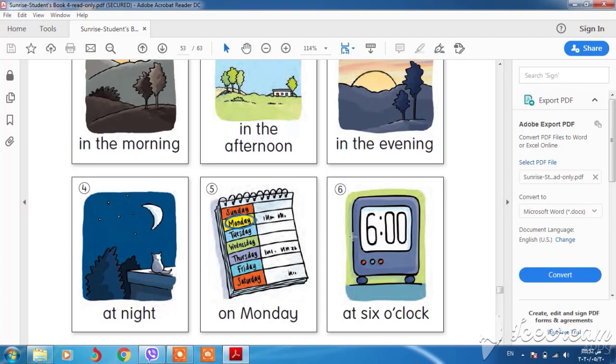Okay, we said that we use in for parts of days, for example morning, afternoon, evening, or for months: April, May, June, July. Okay, and we use on for days of the week, for example Monday, Sunday, Tuesday, Wednesday. And we use at for time, for example at 6 o'clock or at night.